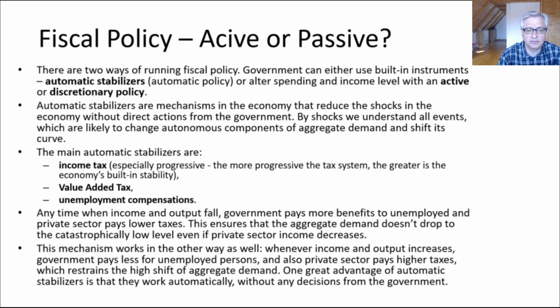Automatic stabilizers are mechanisms that are kind of supposed to reduce shocks in the economy. So if there is some event that changes aggregate demand in a significant way, whether it shifts this aggregate demand rapidly to the right or rapidly to the left, those automatic stabilizers will slow down this process. So they would absorb part of the shock. The main automatic stabilizers include income taxes, value-added tax, and unemployment benefits.